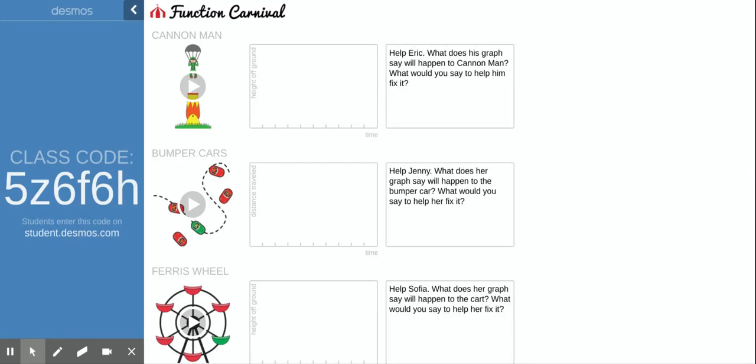We are going to try a new activity using a website called Desmos. I think you're going to enjoy it. It's called a Function Carnival. You're going to use this web address in your browser URL: student.desmos.com. And once you go to that page, I would like you to enter this class code, 5Z6F6H.